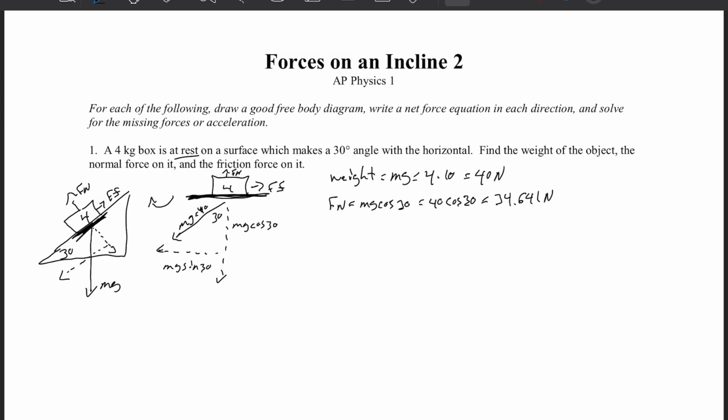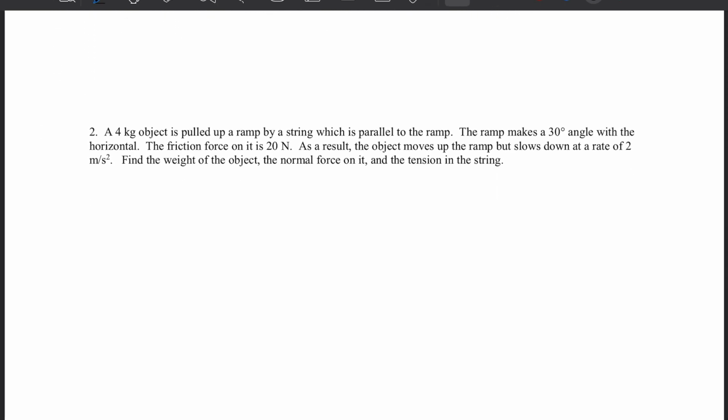Force of friction is balanced. It's the only force going to the right. Mg sine 30 is the only force going to the left. Since it's at rest, that's a constant velocity. The leftward force balances the rightward force. Force of friction is equal to mg sine 30. Mg is 40, so 40 sine 30. Put that into our calculator, we should get 20 newtons. Because it's balanced. There's only two forces, one left, one right. They're equal to each other.